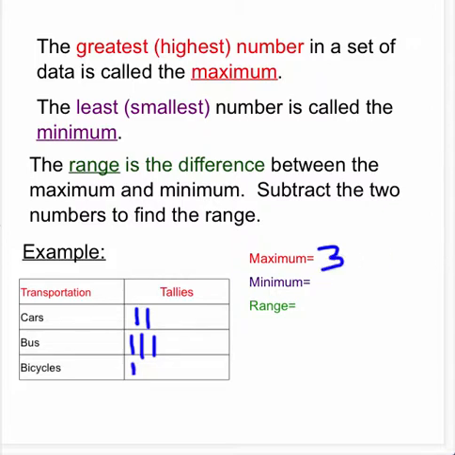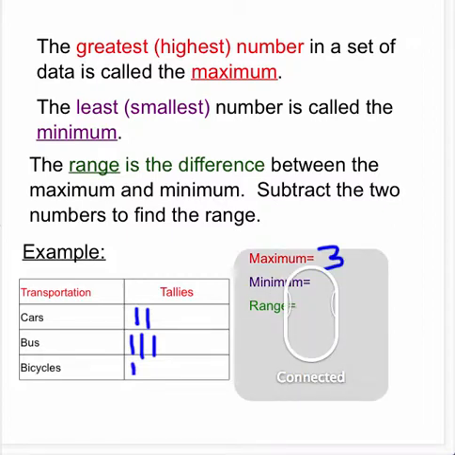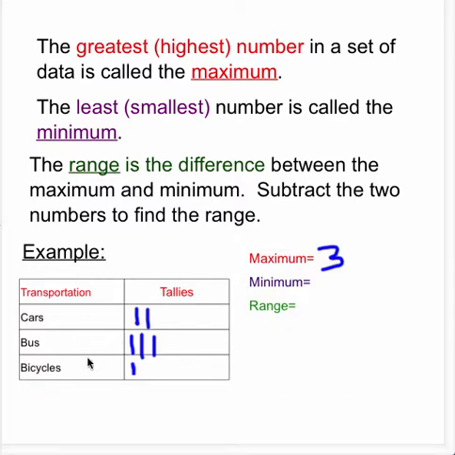Next, I want to find the minimum. The minimum is the opposite of maximum. Minimum is the smallest number. If I look at my tally chart, the smallest amount of tallies I have is right here. I only have 1. This would be my minimum.